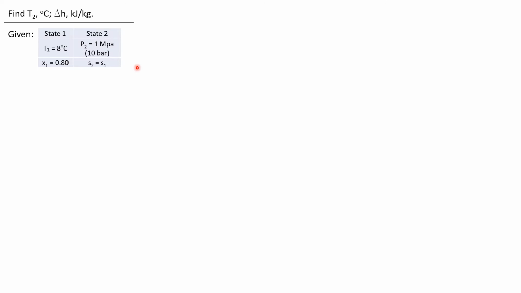Now the second problem is also water, and we're asked to find the final temperature and the change in enthalpy. State 1 is a temperature of 8 degrees C, and a quality is given, so we know it's a saturated mixture. State 2 has a pressure of 1 megapascal, which is 10 bar. And again, the entropy does not change during this process.